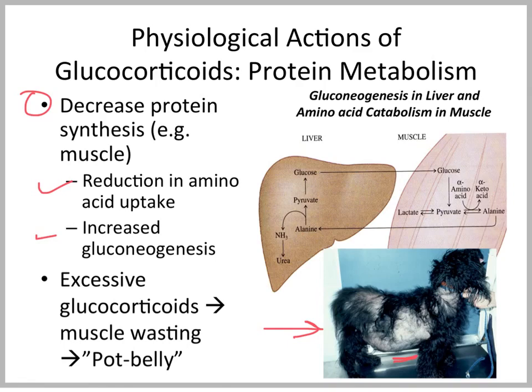And so if we focus back to this schema here, you can see that the liver is able to take alanine that's produced from the muscle and convert it to pyruvate and then to glucose. This is details of biochemistry, but the side product of all that gluconeogenesis is urea, which is excreted.